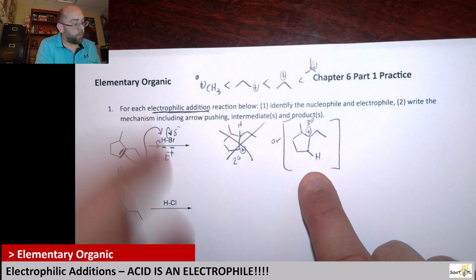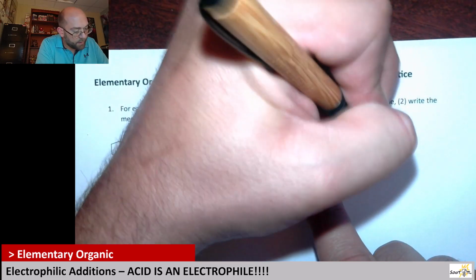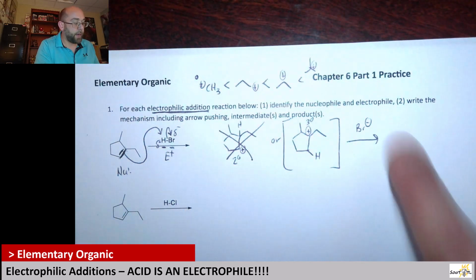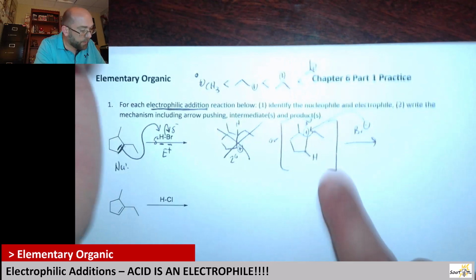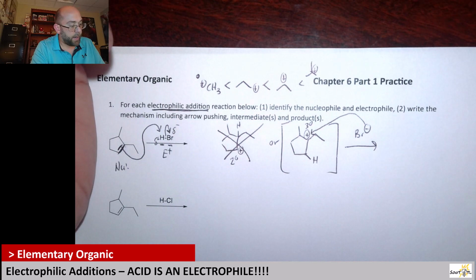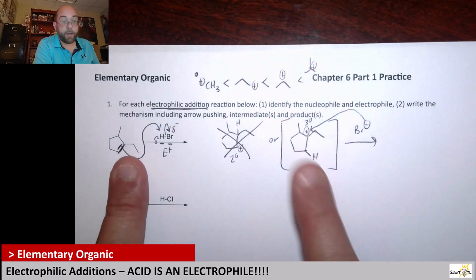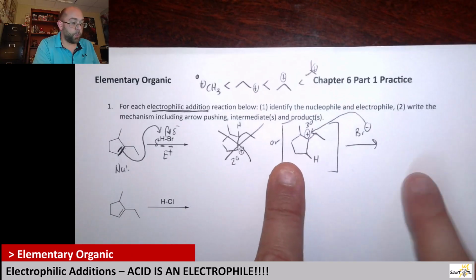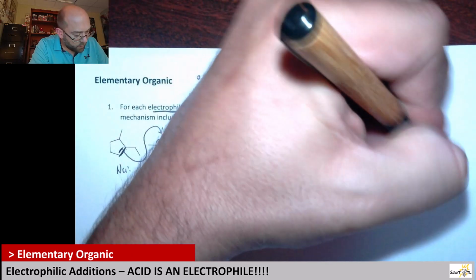Now remember, this Br broke off, so there is some Br minus still floating around in here. When it comes in, it can attack that positive carbon. In the second step here, because the first step was from here to here, now from here to what I'm going to draw here would be the second step. So let's look at our product.